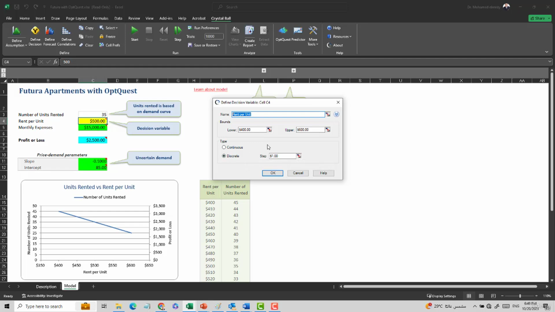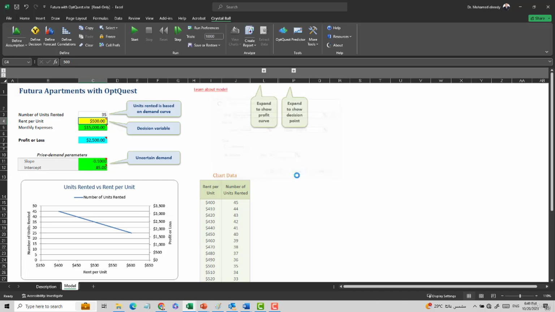Continuous, we will discuss about it. This discrete one will take steps of $1, okay, for 501, 502, and so on. Continuous, in this case, we can make it 0.5 cent, 0.45 cent, 0.46, 0.326, something like this. But it is not logical. When you rent a unit, it goes by increments, exactly by dollar and so on.